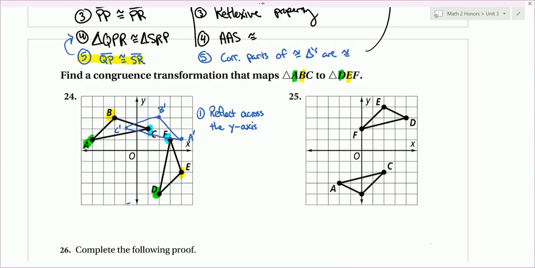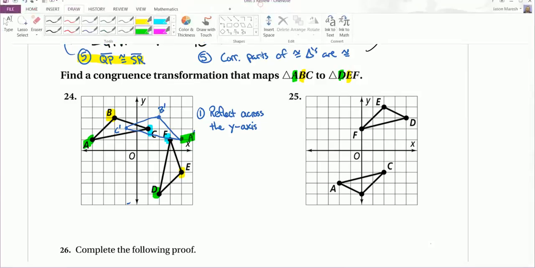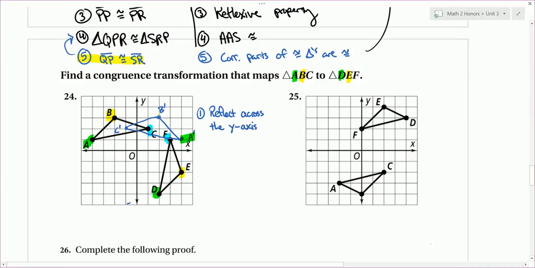Alright, and still I'm going to color. So I want A prime again to end up where D is. I want B prime to end up where E is. And I want C prime to end up where F is. And I'm just going to, so I don't have too much color on here, erase the original highlights. Okay.